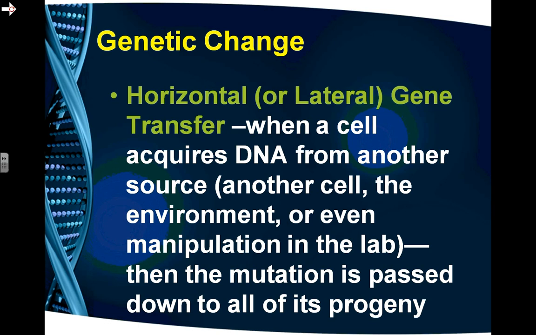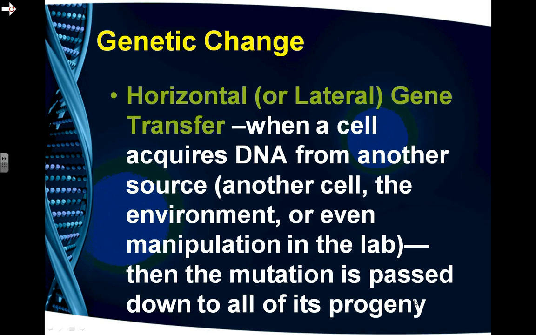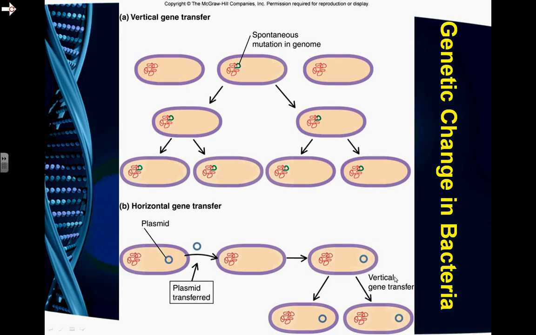Once that happens, then that change or that mutation is passed down through all of its progeny, just the way it always has been. And you'll see this in a diagram. Here's a diagram of vertical gene transfer. Look at just the top half of this diagram first.